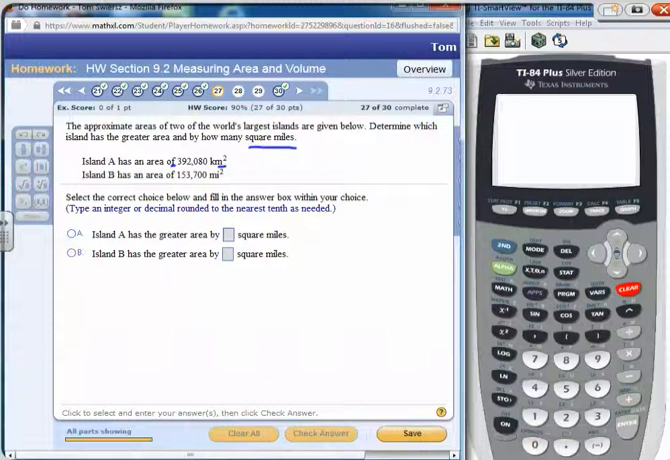Now, it's not given with this problem, but if you go to previous problems and look at the conversion, 1 square mile is equal to 2.6 square kilometers. Okay, that's the conversion. It's not given with this problem, but in previous problems I believe it's given, or it's in your textbook. Anyway, 1 square mile equals 2.6 square kilometers.